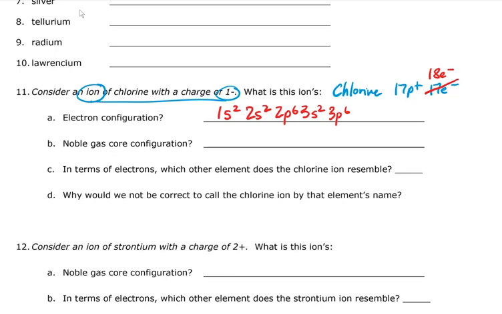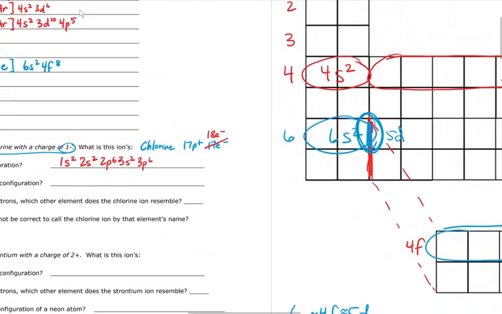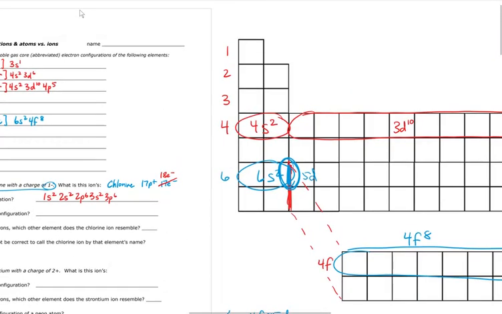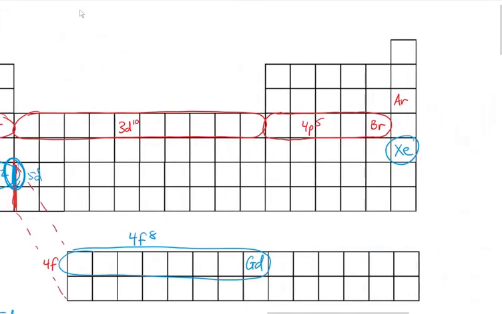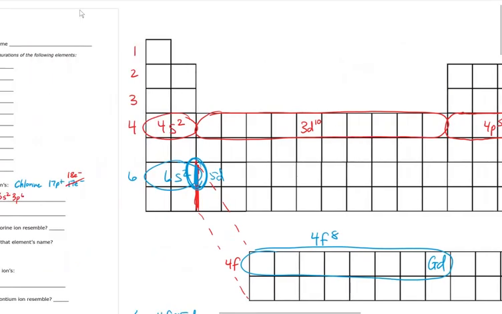Let's jump ahead for a moment to letter C. In terms of electrons, which other element does the chlorine ion resemble? If you look at your periodic table, you're probably going to come up with the idea that by gaining one electron, chlorine is going to have a configuration like the element to its right. This would normally be chlorine's position here at element 17, but now it's gained an electron, so now it has an 18th electron.